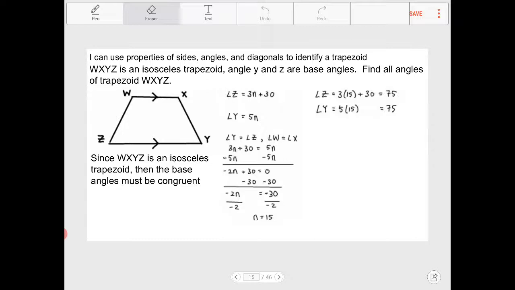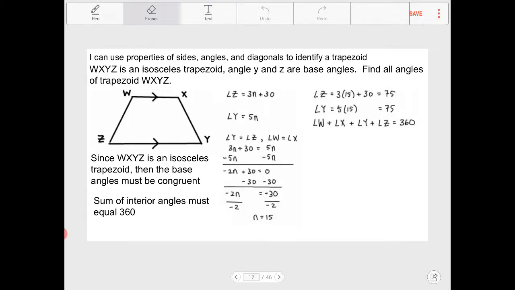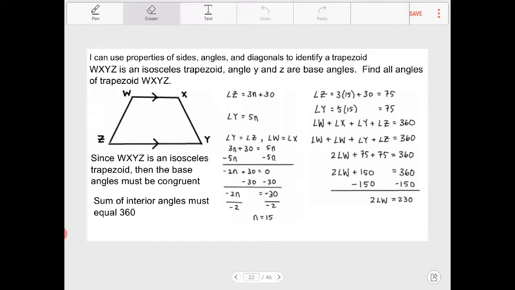Since the angles up top, W and X, are also going to be congruent, I can say angle W plus X plus Y plus Z will equal 360, because this is a four-sided shape, and a four-sided shape will have all the interior angles add up to 360. And since W and X are going to be the same, I can say W plus Y and Z will equal 360. Solving for angle W, I can figure out that angle W is equal to 115, thereby making angle X also 115.